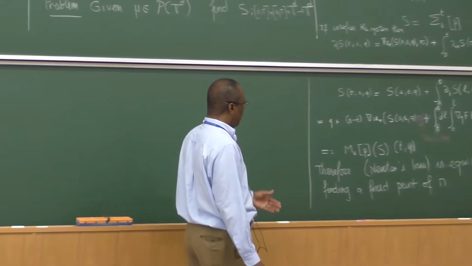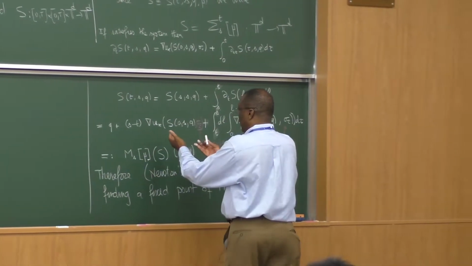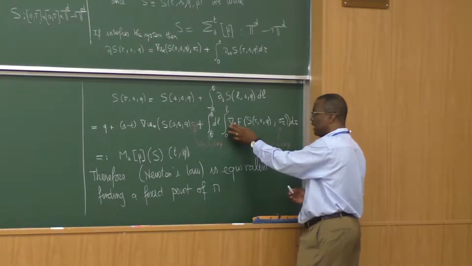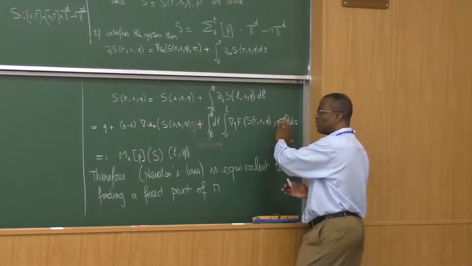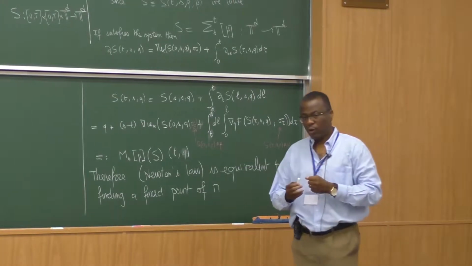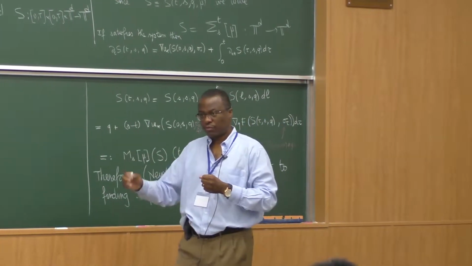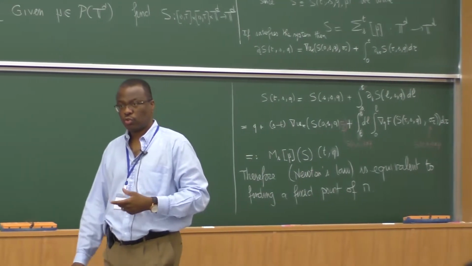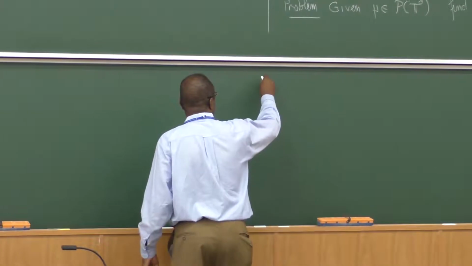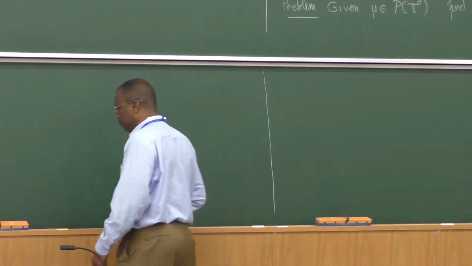So if the gradient of U star is continuous, the gradient of F is continuous, then S continue makes this whole thing continuous. And so my operator M is an operator from the set of continuous functions to the set of continuous functions. Now I am going to make the following assumption.